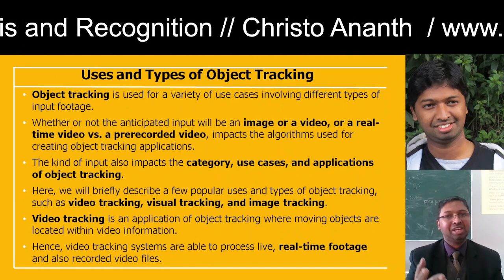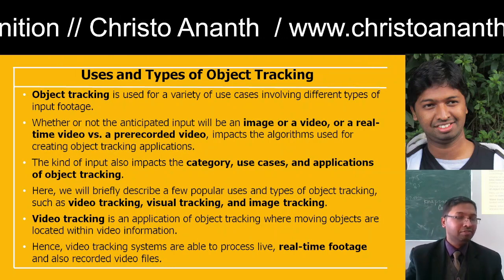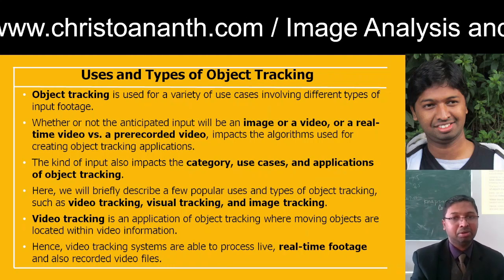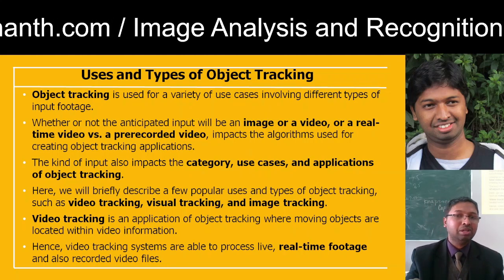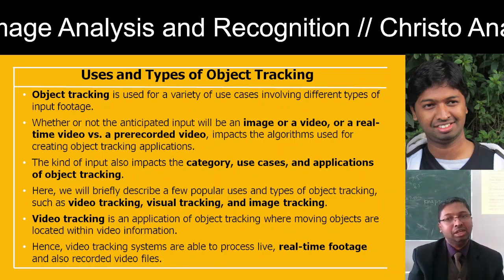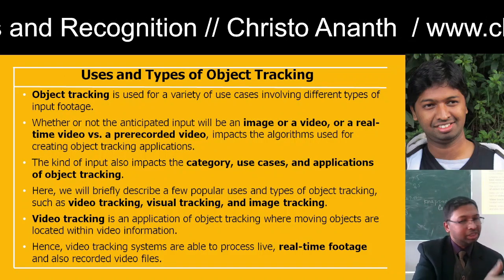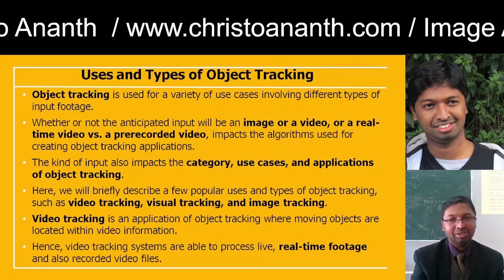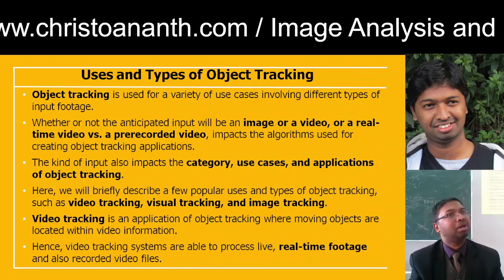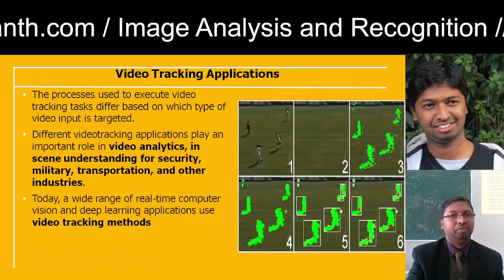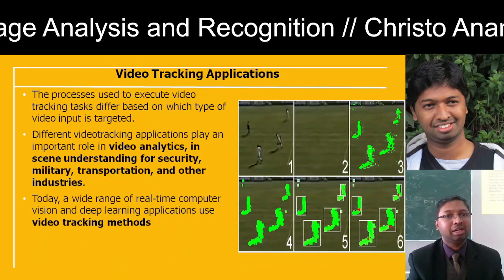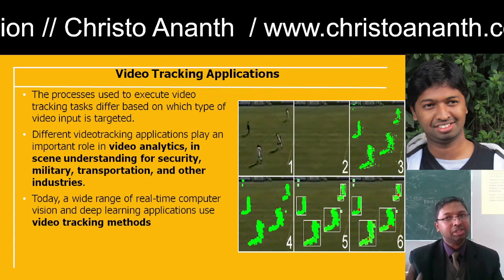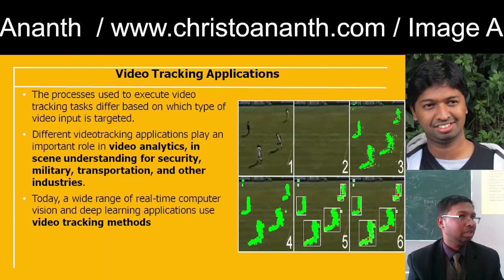You can utilize object tracking in video tracking applications, visual tracking, and also image tracking. In video tracking, the object tracking application locates moving objects within the video information. Video tracking can process live real-time footage as well as recorded video files. This is how you go with video tracking applications. The processes that execute the video tracking tasks will differ depending on the type of video input being targeted.